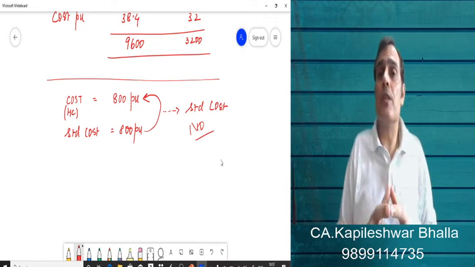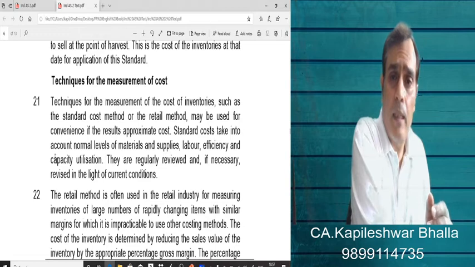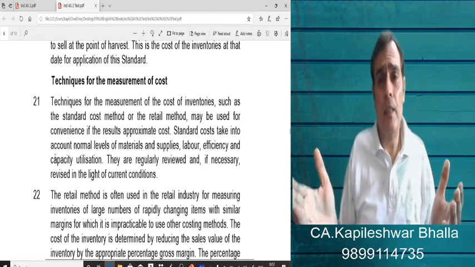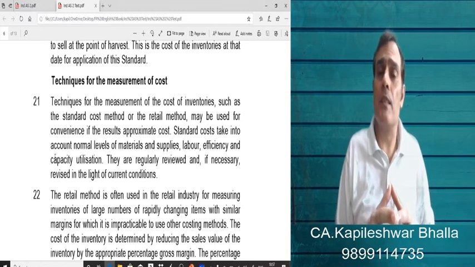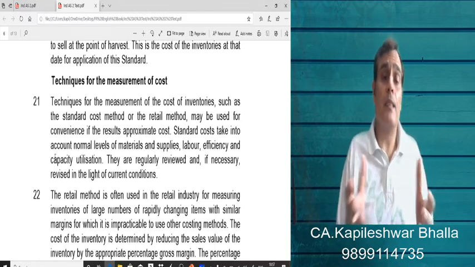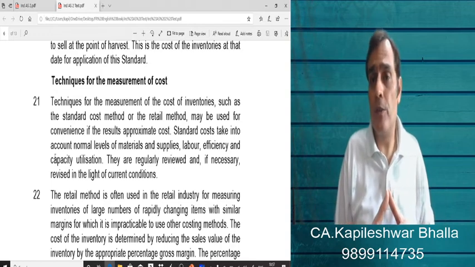The answer was a no. And you would say, so why? You would say, so if you go back to para number 21, it clearly says that it may be used if the results approximate the cost. And if the results are approximating the cost, then why should a standard cost method not be allowed?